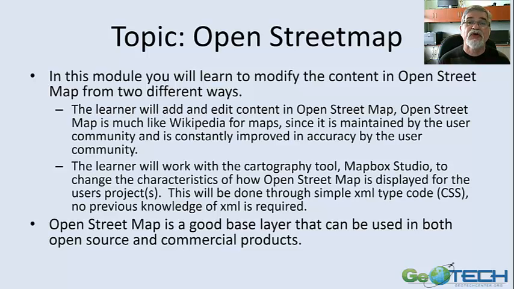We also will be looking at how you can use OpenStreetMap in your own web application as your base map, and you can change the cartography of that using a product called Mapbox Studio. There are other products that do this, but we're going to be using Mapbox Studio as our product. And OpenStreetMap, I think, is a good base layer for a lot of maps, and we will be doing some minor code modification in here, but we'll show you what you need to do as we go through this part.